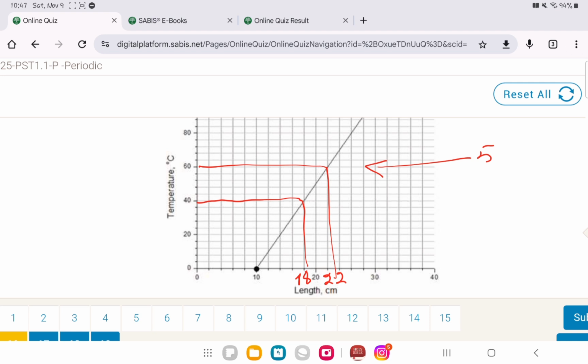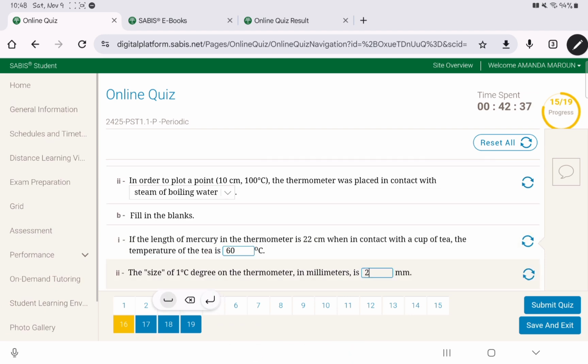length of 1 degree Celsius. We know that 1 degree Celsius is on the y side, so it's somewhere over here. So instead of using the graph, since we found the slope, we're going to take the y, which is 1, and divide it by the slope, which is 5. 1 divided by 5 is 0.2 centimeters, but they need it in millimeters, so you multiply by 10, it becomes 2 millimeters. So over here it is 2 millimeters.